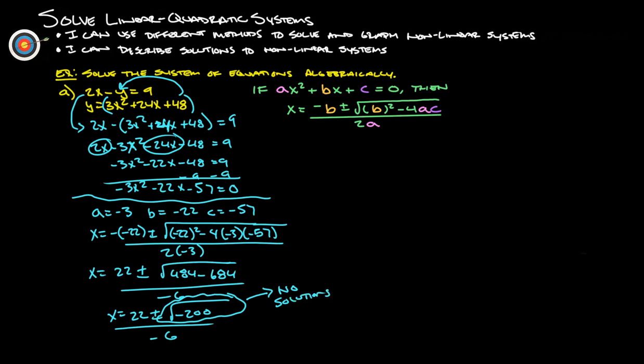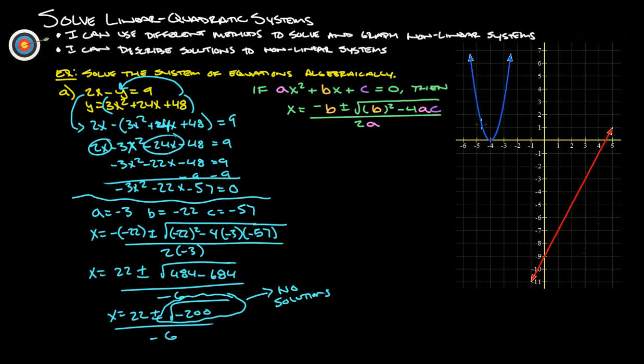Okay? And the graph of this equation looks like this. So here's the graph of this quadratic. Here's the graph of this linear piece here. And as you can tell, they do not intersect at all. So square root of a negative instantly means we have no real solutions.